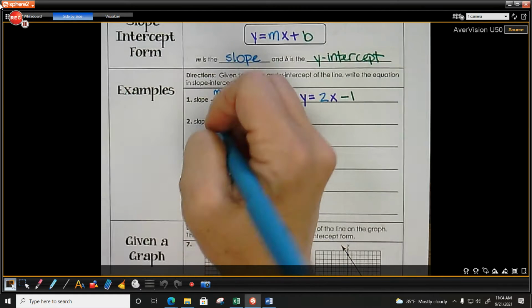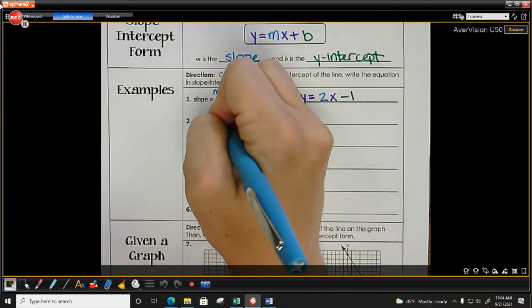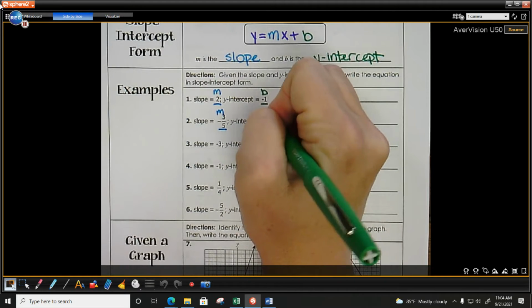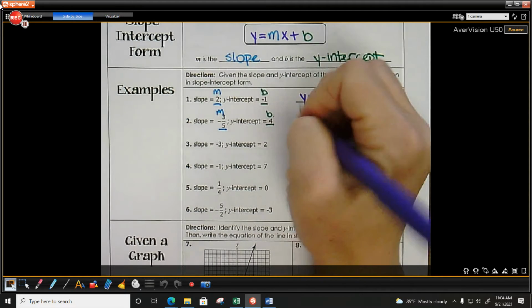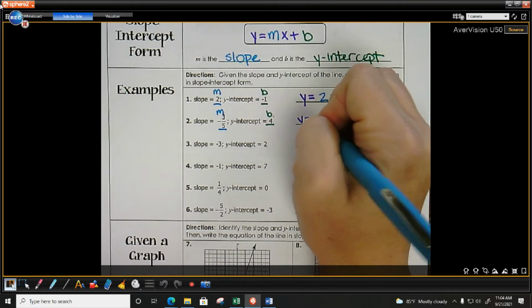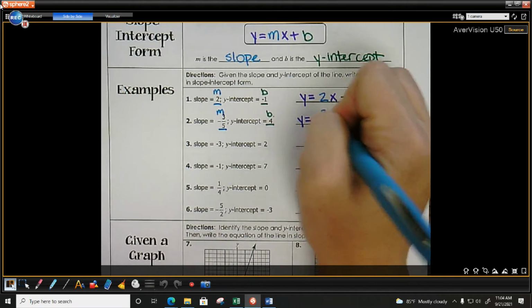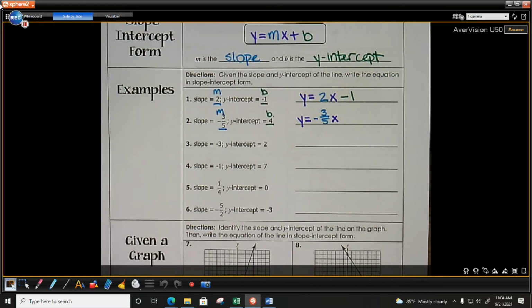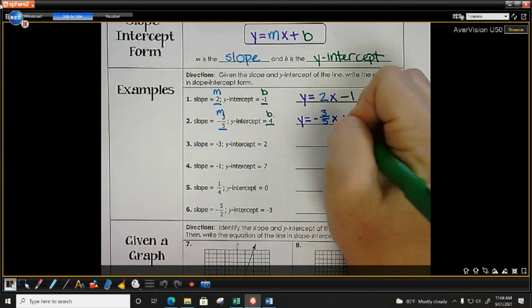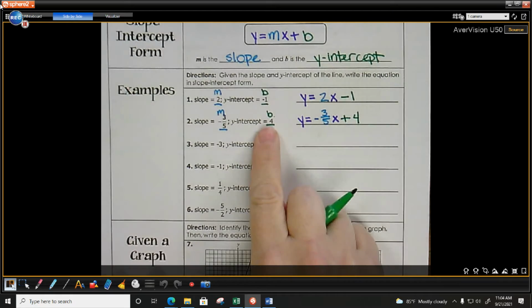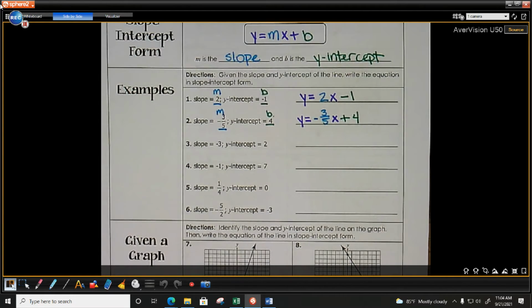Okay, next. What's my m? -3/5. What's my b? 4. So we're going to write our equation. Y equals m. What's m? X plus b. What's b? So plus 4. This time it is a plus 4 because b is positive.